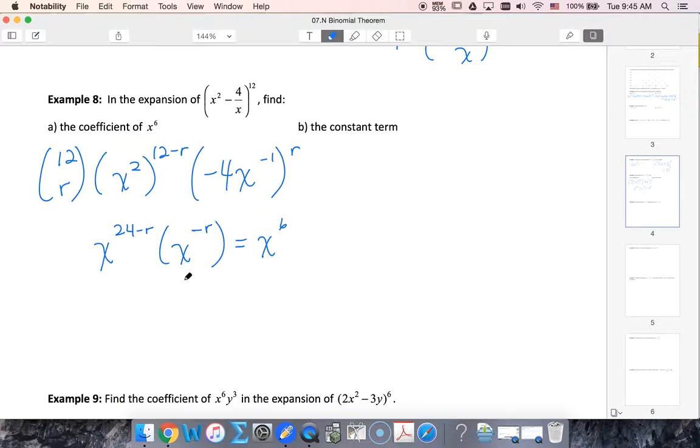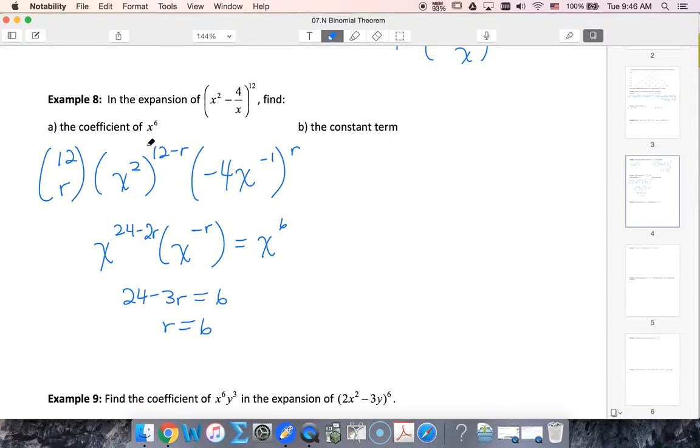So I'm only looking at the x terms. This is going to be 24 minus 2r. Sorry, math mistake there. This should have been 24 minus 2r. So 24 minus 2r minus r is 24 minus 3r equals 6. Solving this equation, I know that this has to be 18, so therefore my r is going to be 6. Now it just happens that that's what I was looking for.